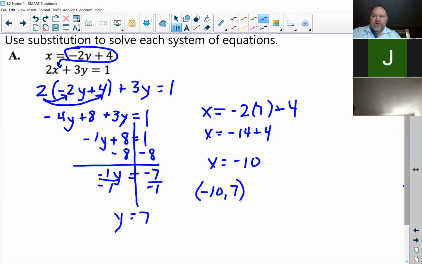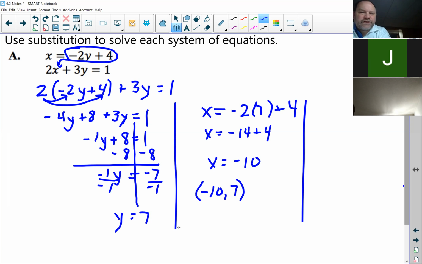One of the things I talked about during the first lesson is the great thing with solving systems, you can always check your answer. So we already know when we plug 7 into our first equation, we get -10. We don't really have to check that because we just did that work. But I'm going to plug 7 in for y and -10 in for x in this second equation just to make sure that my solution works.